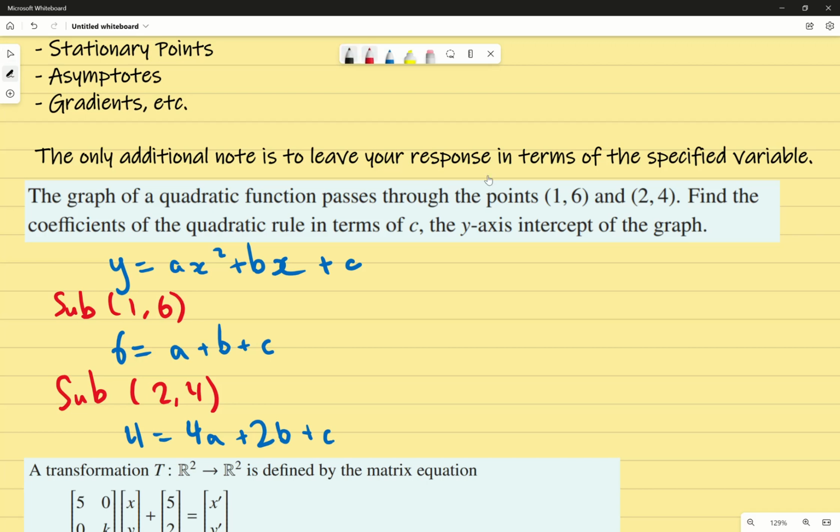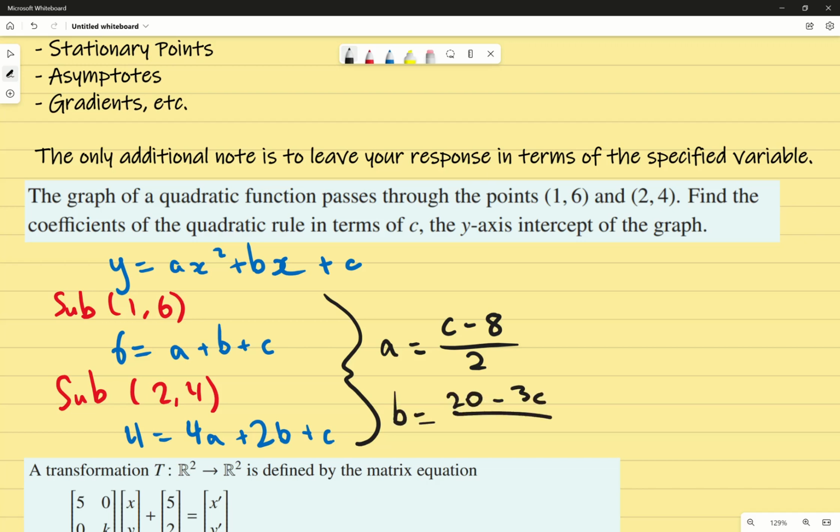So putting this in the calculator or solving it by hand gives you an answer of a equals c minus 8 over 2. Of course, you can write it as two separate fractions if you'd like. And b equals 20 minus 3c over 2. Have I answered the question? Do I need to write out the whole equation? No, not really. It just says find the coefficients.